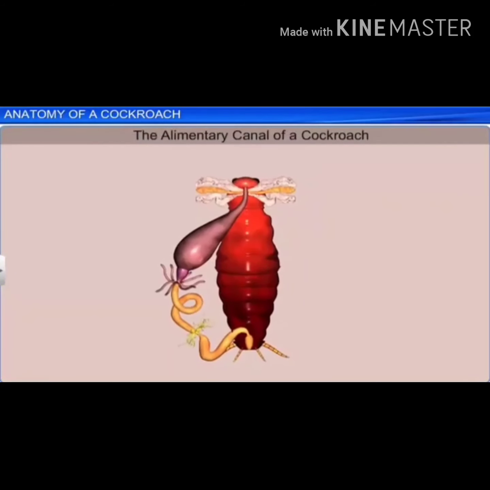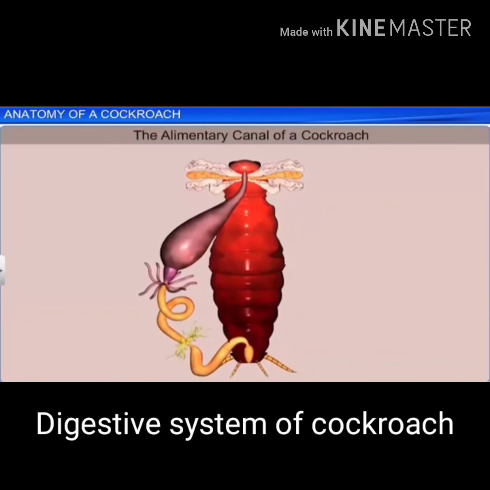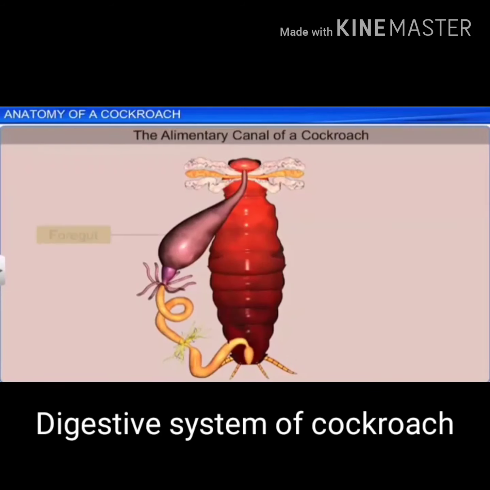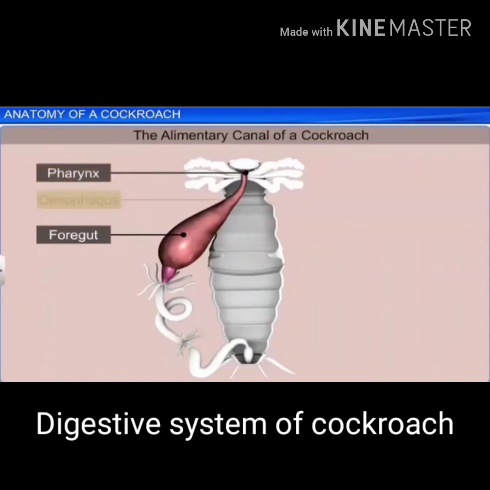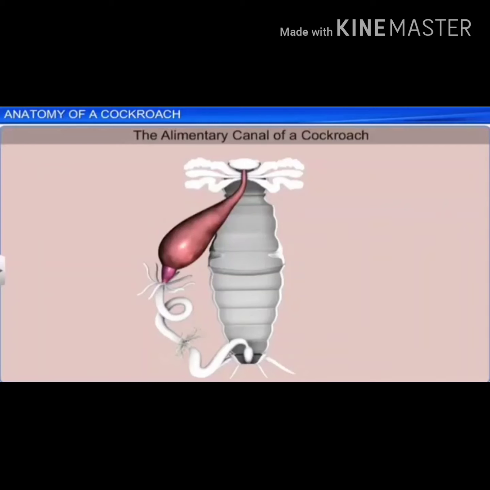The alimentary canal is present in the body cavity and is divided into foregut, midgut, and hindgut. The entire foregut is lined with cuticle and consists of a mouth which leads into a short tubular pharynx that continues into a narrow tubular esophagus. The esophagus opens into a large sac-like structure called a crop, which stores food.